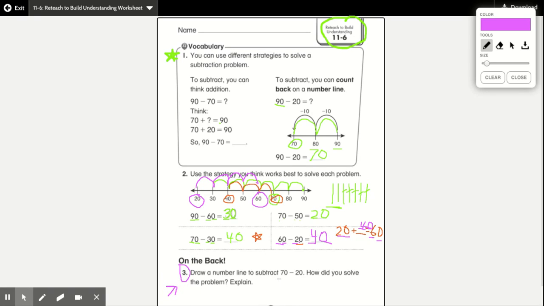It says, draw a number line to subtract 70 minus 20. How did you solve the problem? And explain. So that explain part, try using that voice icon when you're all done writing your number line. So go ahead and complete your answer using that open number line and then explain how you solve the problem. And if you want to challenge yourself, you can use another way and solve the problem again, maybe by using mental math or even drawing a model, but you really only need to show me the number line.